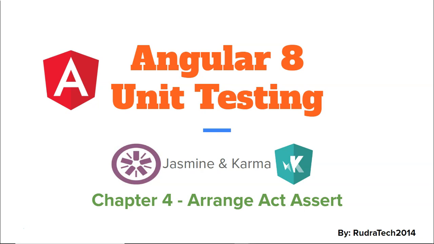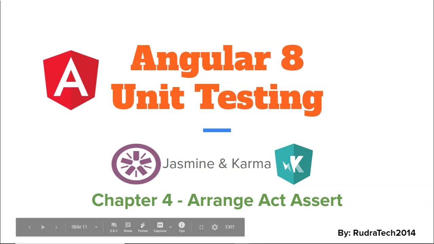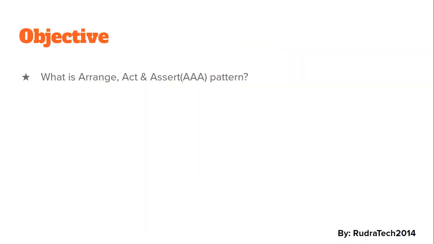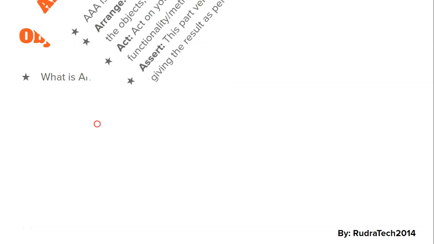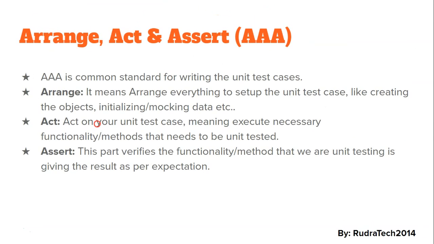We are going to look at the arrange, act and assert pattern. The objective of this video is to understand what the arrange, act and assert, or AAA, pattern is. Arrange, act and assert is a common standard for writing unit test cases, and it has three sections.